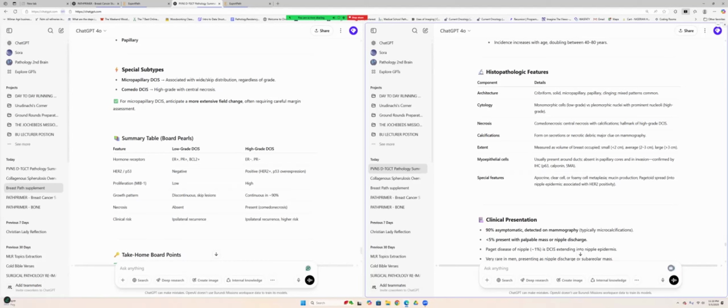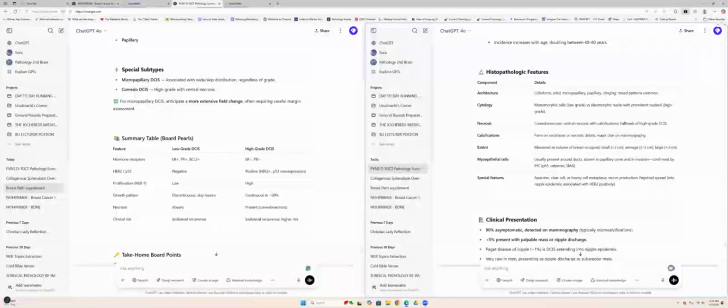Clinging pattern architecture, mixed patterns are common. Cytology: monomorphic cells for low grade versus pleomorphic nuclei with prominent nucleoli for high grade. Necrosis is comedonecrosis. Central necrosis with calcifications is a hallmark of high grade DCIS. Calcifications can form on secretions or necrotic debris, major finding on mammography.